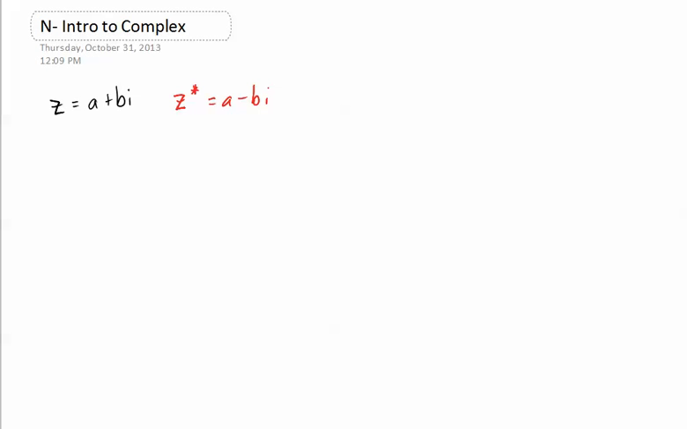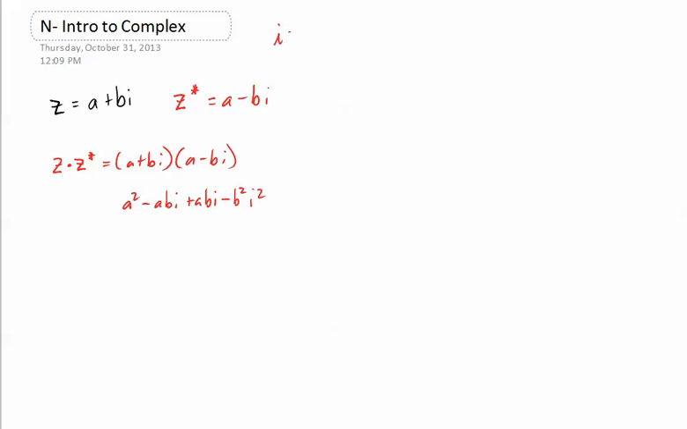So what we're going to do is take Z and multiply it by Z star, and I want you to watch what happens here. So we have A plus BI, and then we have A minus BI. If we FOIL it all out, we've got A times A, which is A squared. We've got A times negative BI, which is minus ABI. We've got BI times A, which is plus ABI. And then we've got BI times negative BI, which would be negative B squared I squared.